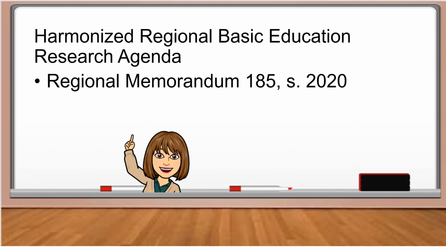Harmonized Regional Basic Education Research Agenda. Regional Memorandum 185, Series of 2020. This contextualized policy provides guidance in the conduct of basic education research to ensure its alignment with the DepEd's vision, mission, and goals, maximize existing resources, and set up platforms for the dissemination and use of results.